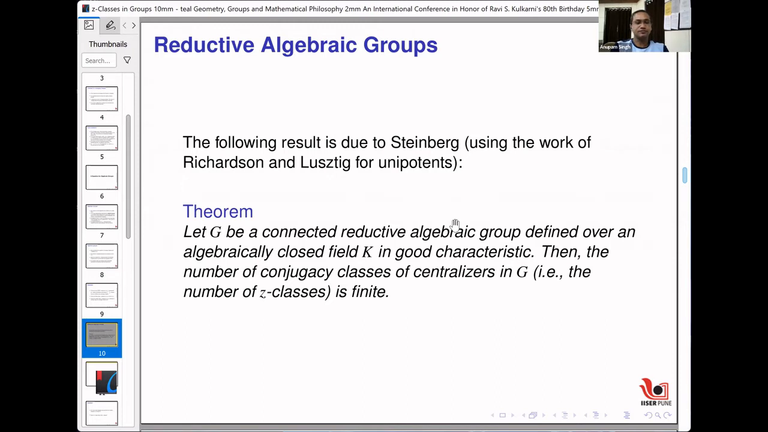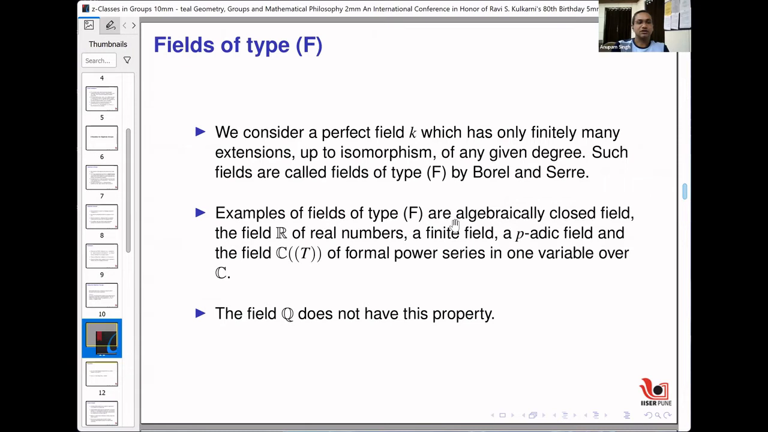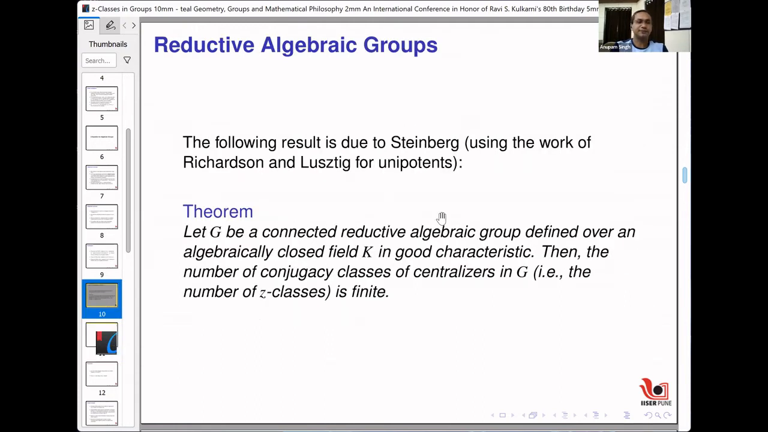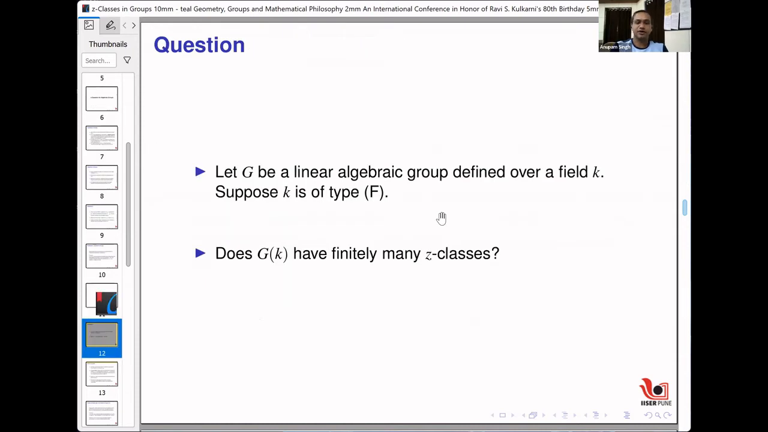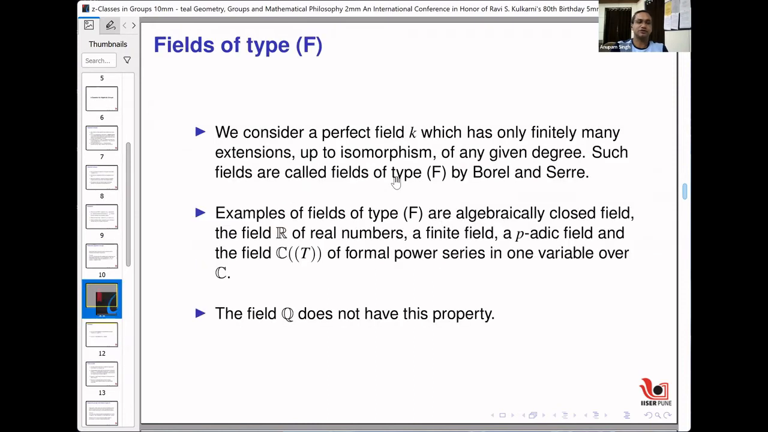So let me move to this question. Over what field can one say that there are finitely many G classes? Now I want to study this over a base field. The answer by Steinberg, the theorem of Steinberg, says that over an algebraically closed field, for connected reductive groups, I have finitely many classes. But can I do it over some other field also?